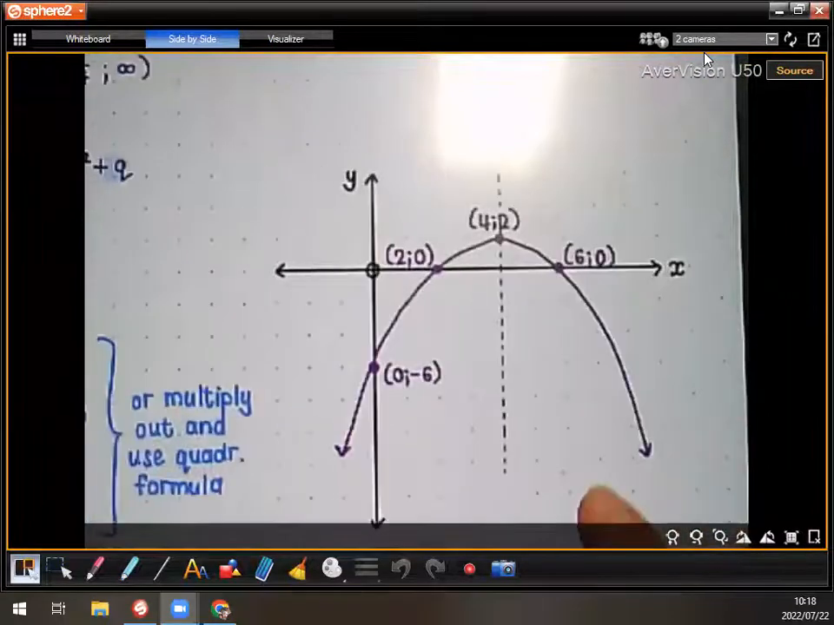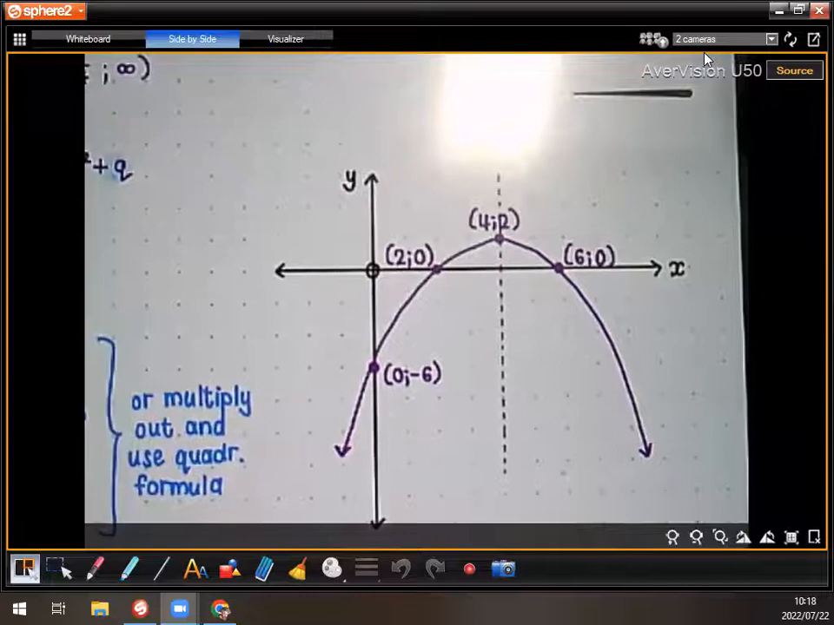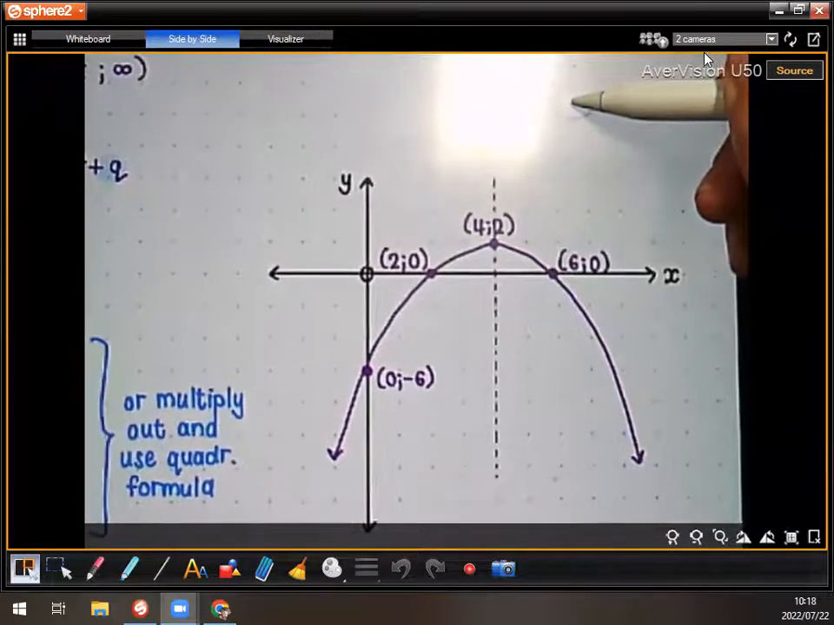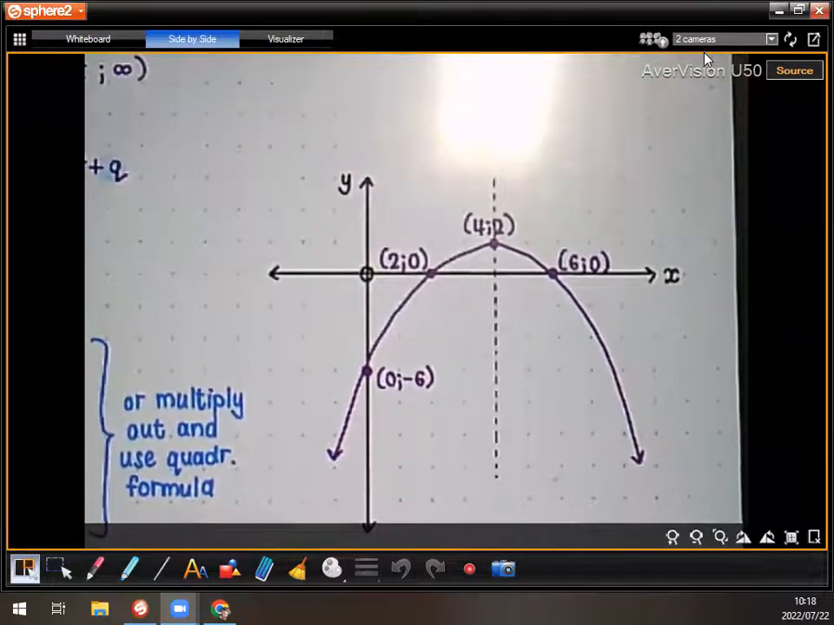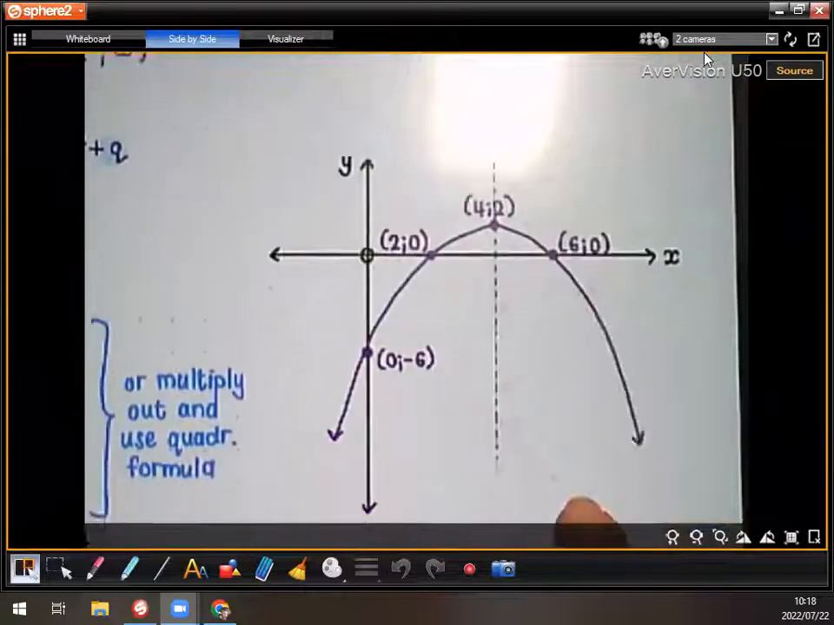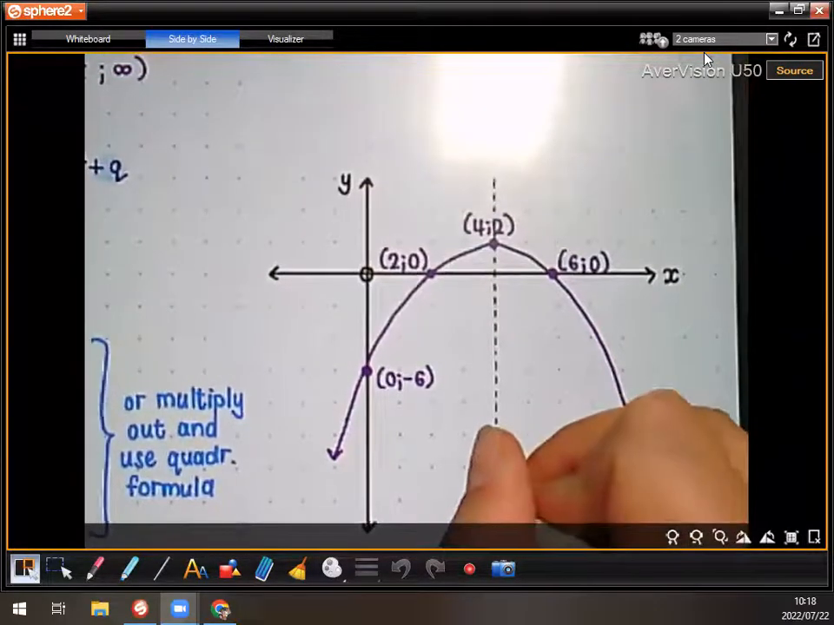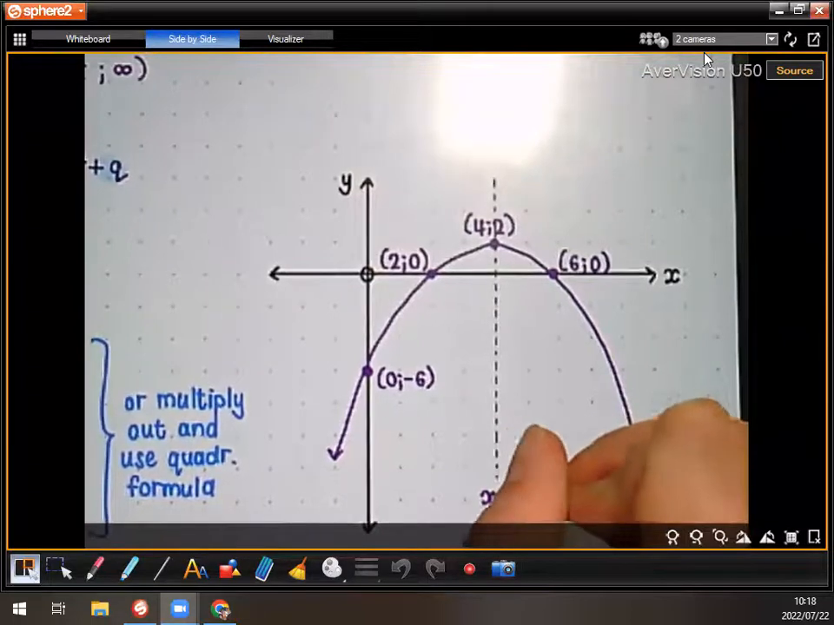And what would the equation of this axis of symmetry be? What do you guys think? X equals 4. Good. Remember, it's always the x value of the turning point. Okay, so you can write it at the top if you want, or at the bottom, wherever you feel you have enough space.